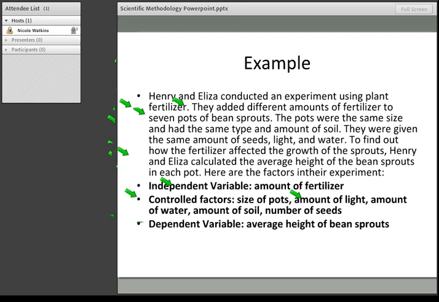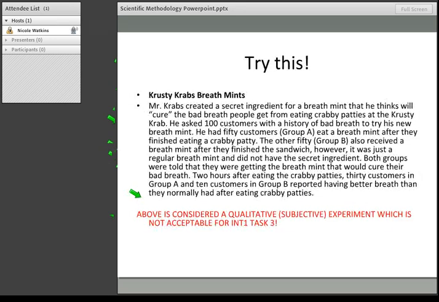So for example, what if you were giving different amounts of light with the 7 pots, as well as different amounts of fertilizer? How would you know if it was the fertilizer or the light that affected the height of the bean sprouts? You wouldn't know. So it's important to have things that are controlled within your experiment so it won't adversely affect your data. The only thing that you want to affect your data is your independent variable.